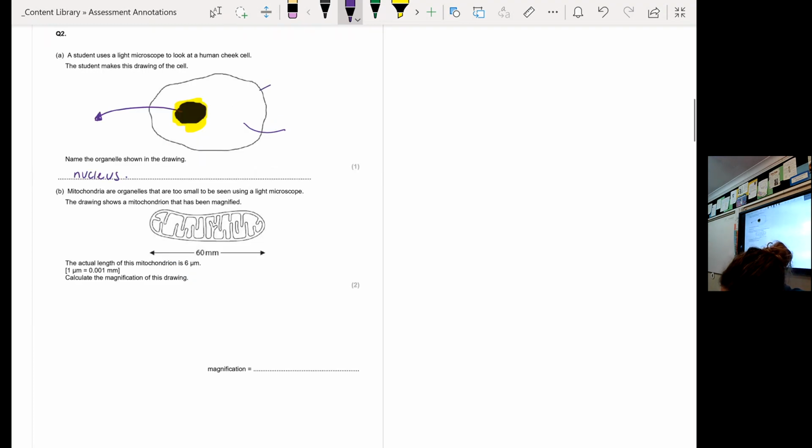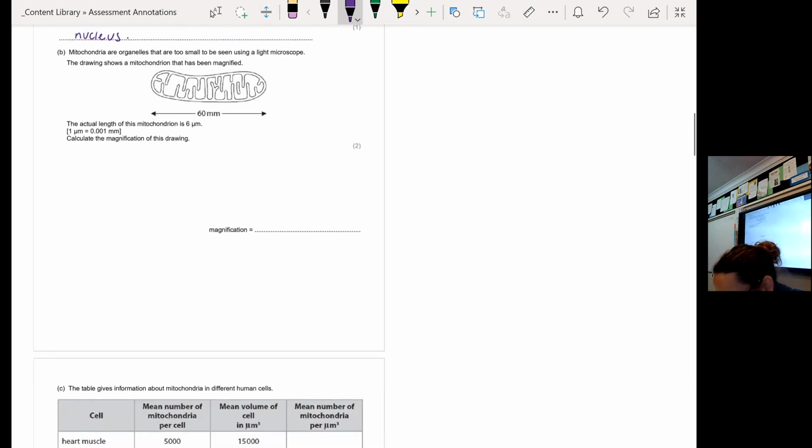Then we are moving on to a magnification question. Now, here they have not given you the equation. They might give you the equation. I've seen some questions where they've given you the equation. So it might be good to write down on your sheet or front of your paper just the equation triangle so that you can remember it. Remember we're using I am. I is image size, A is actual size, and M is magnification.